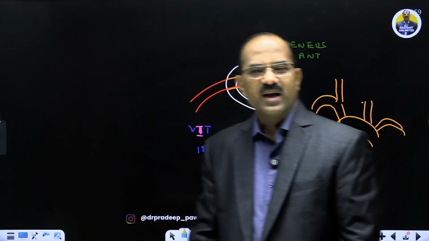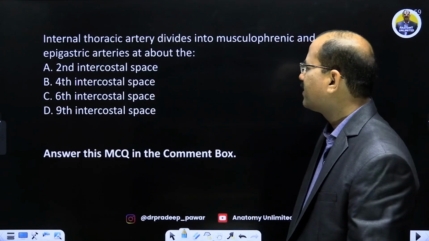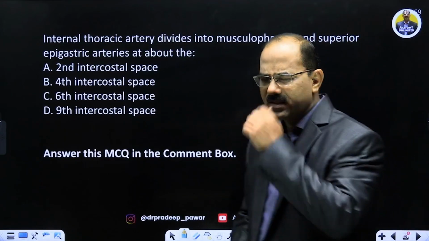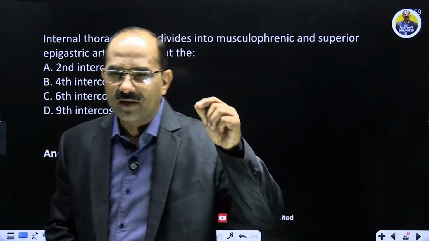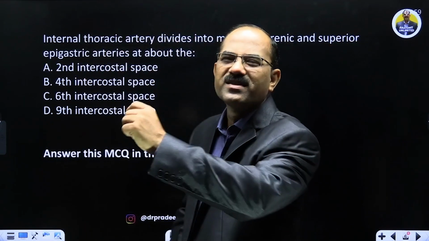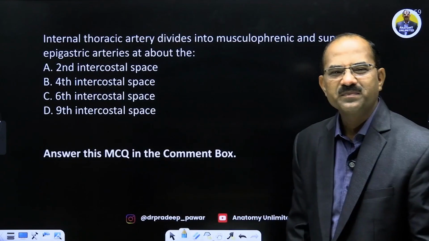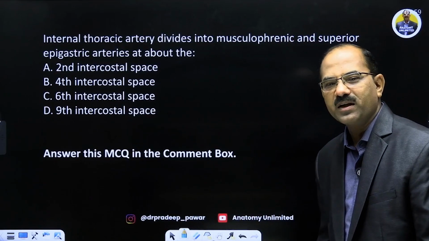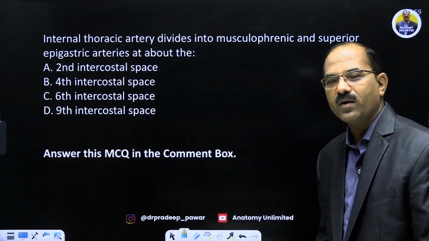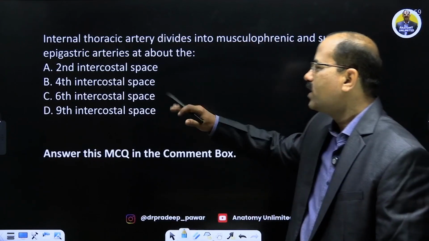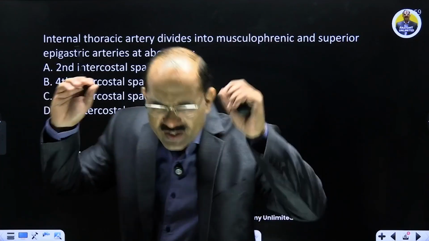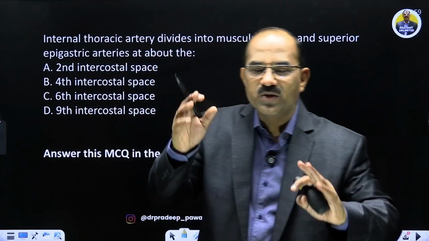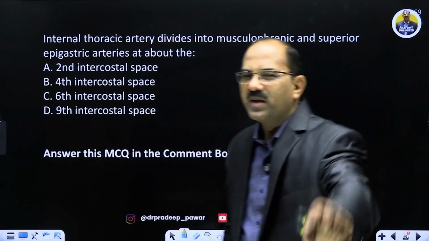Clear, students? I hope these things are clear to all of you. Have a look at this MCQ and be sure to answer it in the comment box. The internal thoracic artery divides into a musculophrenic and a superior epigastric artery at what space? If you've gone through the MCQ very well, you should be able to answer this.